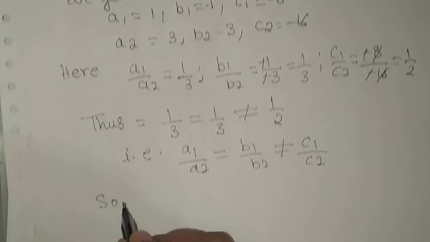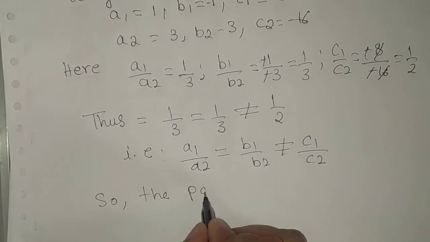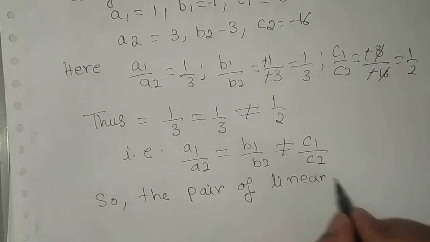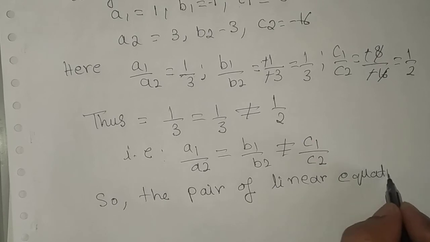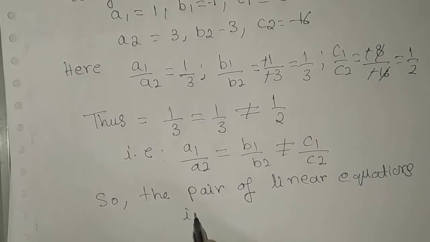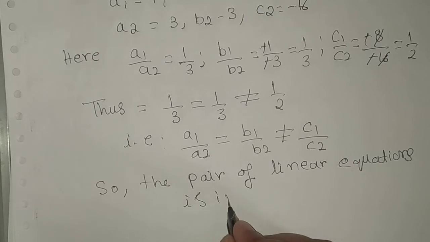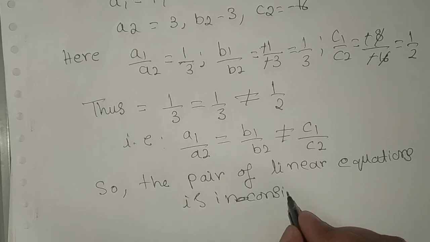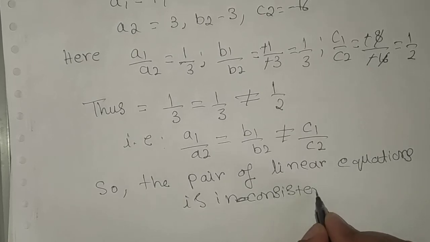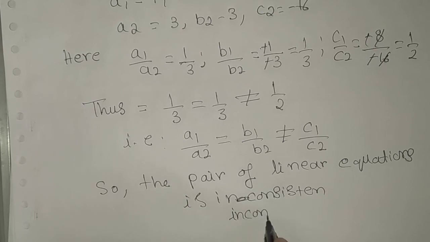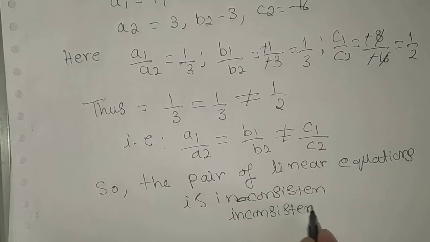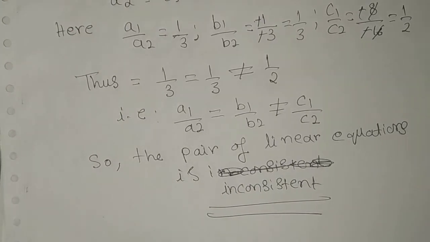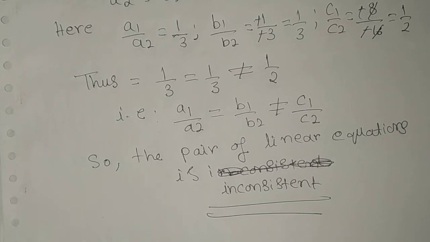So finally, we can write that the pair of linear equations is inconsistent, because the three ratios are not equal. This is one word: inconsistent. So this is the condition here. So we completed the second problem.